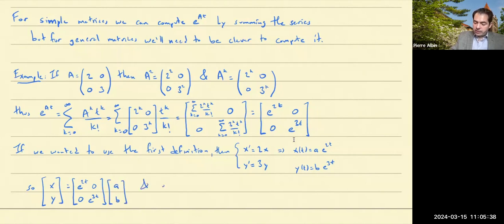And so that shows that e to the A times t is e to the 2t, 0, 0, e to the 3t, right? Because it is a fundamental solution matrix. And if you put in t equal to 0, you get the identity. So it is the correct fundamental solution matrix, the one we want.